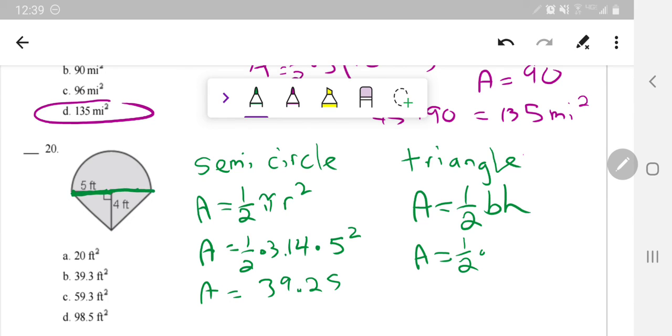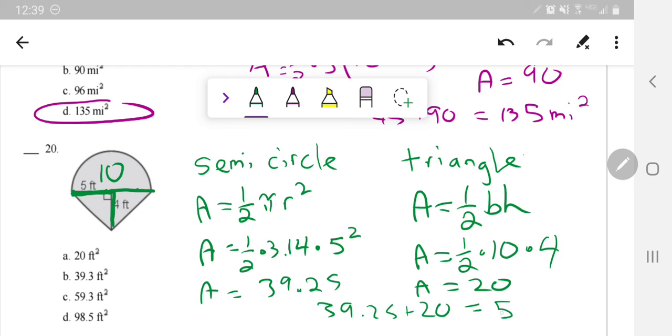And now for the area of the triangle, 1/2 times the base of that triangle actually goes all the way across the semicircle. So that's going to be 10, not 5. That could be a point that would trip you up. So the base is 10, and the height there that meets it at a right angle is 4. So that gives me a total of 20. We're going to add the 39.25 plus the 20 together and get 59.25, round to the nearest tenth. So the 5 tells the 2 to round up to 3. So we have 59.3 feet squared.